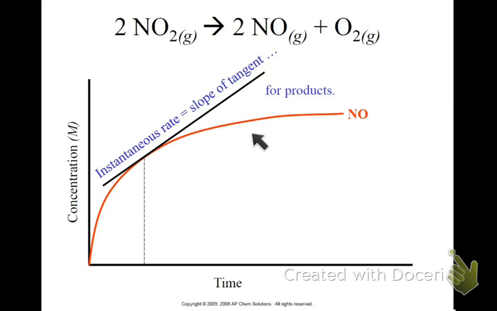Because if we look at this and we were to figure out what the rate is, well, the rate is constantly changing. Every second that goes by, every millisecond that goes by is going to change the rate of appearance of NO.